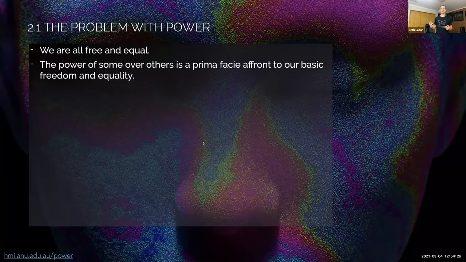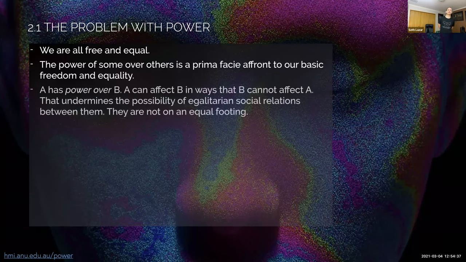So why is power presumptively morally problematic? Well, because on a certain view of the world, we're all born free and equal. Broadly speaking, this is a liberal egalitarianism, which I subscribe to, maybe you do too. The notion is that we have natural freedom and equality, and that's something that needs to be respected and accommodated within our institutions. And the fact is that the power of some over others is presumptively an affront to our basic freedom and equality.